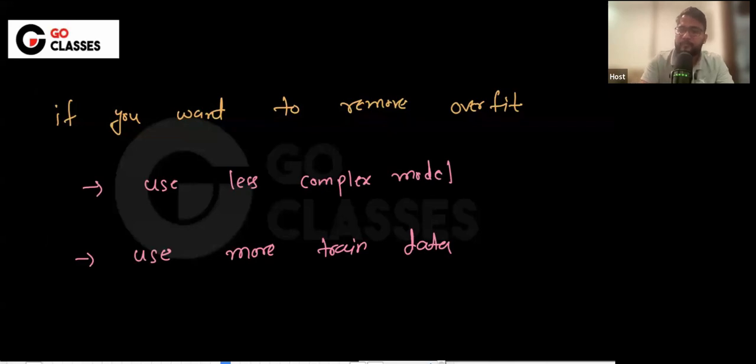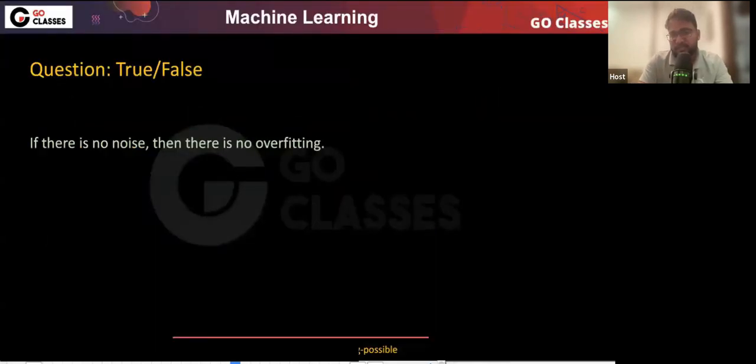Okay. This is a very, very good and very, very important question. Just let me know what is the answer here. Let's suppose there is no noise, then there is no overfitting. What do you think? Is this true or false? If you are saying this is false, then what is the reason behind it? Do you want to speak? You can just speak and let me know why you are saying this is false.